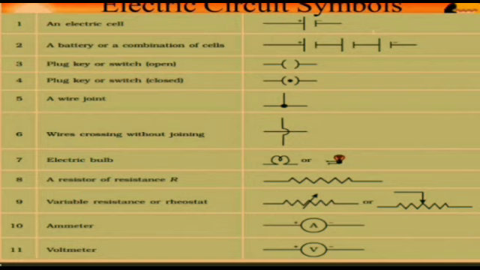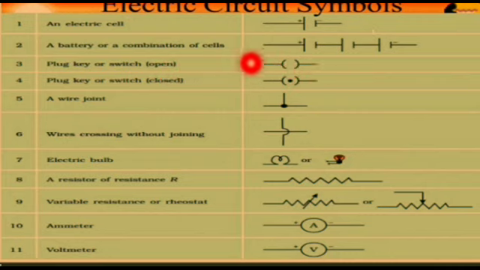Electric circuit symbols, you should know these symbols. First one is an electric cell, one plus and one minus. The bigger line is positive and the small line is negative. A battery or combination of cells, more than one cell is a battery or combination of cells.